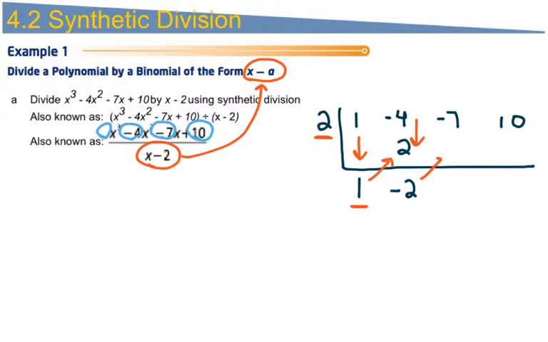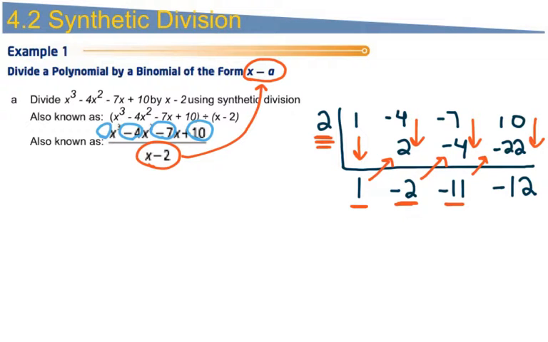Again, to go back inside the L, we need to multiply 2 from the outside, and this time negative 2 gives us negative 4. Add going down, negative 7 plus negative 4 is negative 11. Multiply going diagonally, so 2 times negative 11 is negative 22. And lastly, add going down, 10 plus negative 22 is negative 12.